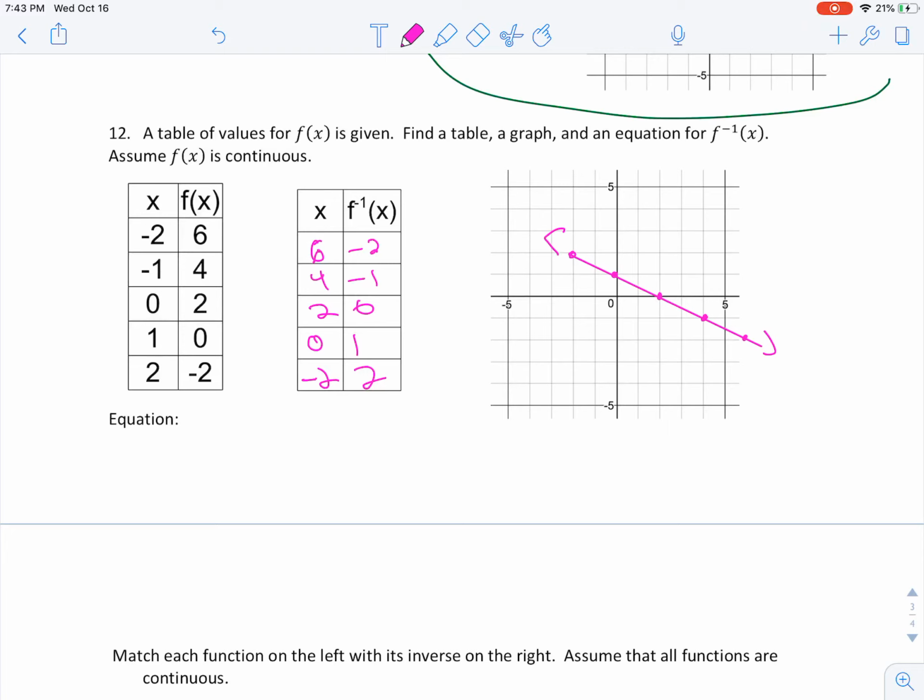So the equation of that line, let's see, it has a slope of negative 1/2 and a y-intercept of 1.